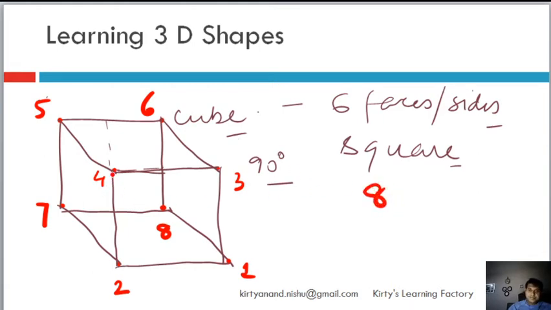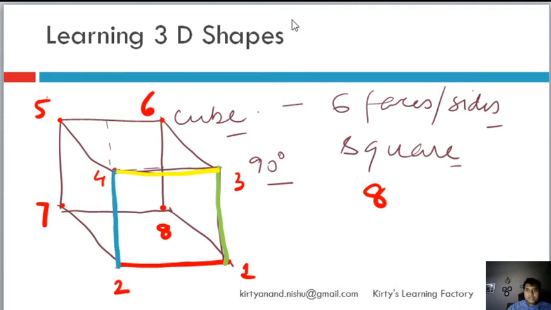How many edges? These are edges. And it will be easier if you pick up a Ludo dice and count it yourself. You will really be able to visualize it. Now let's count the edges, and we will do it in different colors so as to avoid confusion. So this is edge 1. This is edge 2. This is edge 3. This is edge 4.